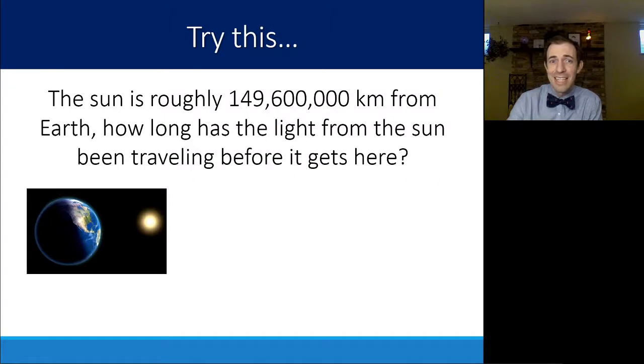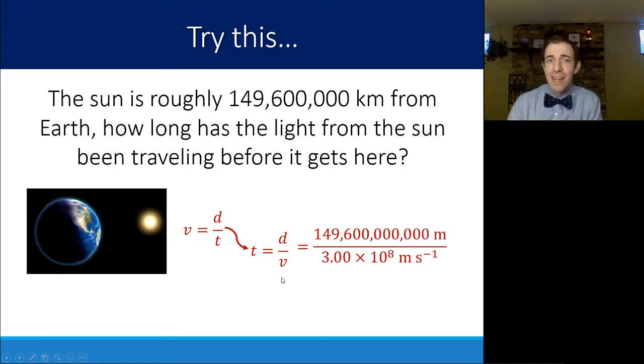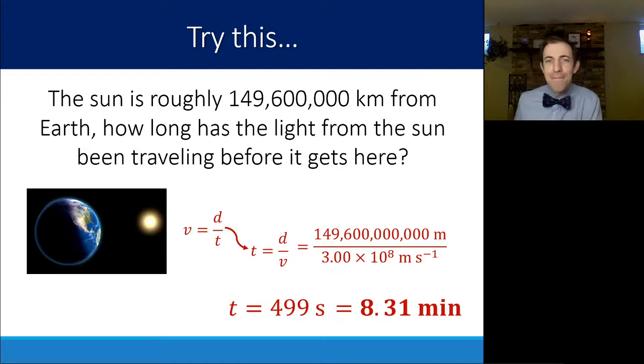It is not instantaneous. We can use our velocity equation, velocity is distance divided by time, and solve that for time. Time is just distance divided by velocity. Our distance in meters is about 150 billion meters, divided by our speed of light, which is 3.0 times 10 to the 8th meters per second. We can calculate how many seconds and ultimately how many minutes it takes the sunlight to get to Earth. Solving this, I find that that's about 500 seconds, 499 seconds, which equates to about 8.3 minutes.